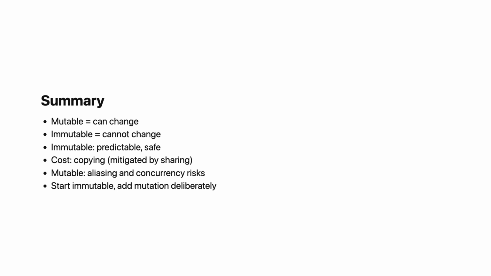Let us summarize. Mutable data can be changed after creation. Immutable data cannot. Immutability provides predictability. Data you see is data you can rely on. Immutability provides safety. Nobody can change your data without your knowledge. Immutability costs extra allocations, but enables structural sharing. Mutable data is dangerous in concurrency. Choose mutable for local performance critical operations. Choose immutable for shared data and clearer reasoning. Start immutable. Add mutation only with clear justification.